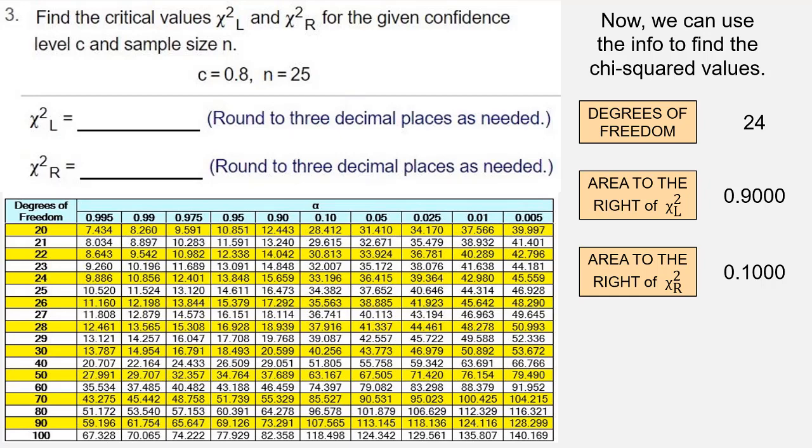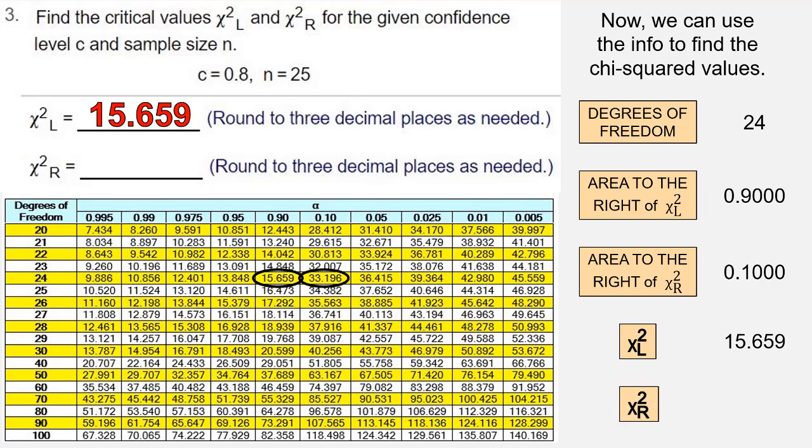So for chi-square L, we're looking for 0.90 across the top, and degrees of freedom 24. Those meet up at a chi-square L value of 15.659. That's our chi-square L value. For chi-square R, we're looking for 0.10 across the top and 24 degrees of freedom. That's 33.196. That's our chi-square R value, and that's your answer.